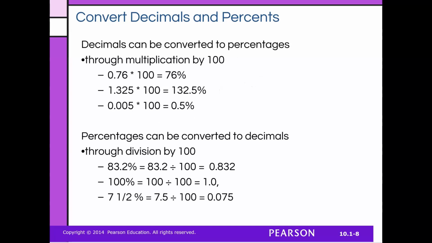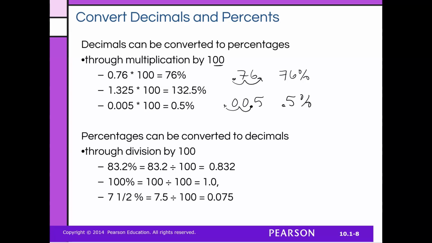So decimals and percents. Decimals can be converted to percentages by multiplying by 100. Or what's really common is that people like to think, okay, multiplying by 100, that's 2 zeros to the right. So that's 2 this way. So even if you've got something like this, this would be 0.5%.